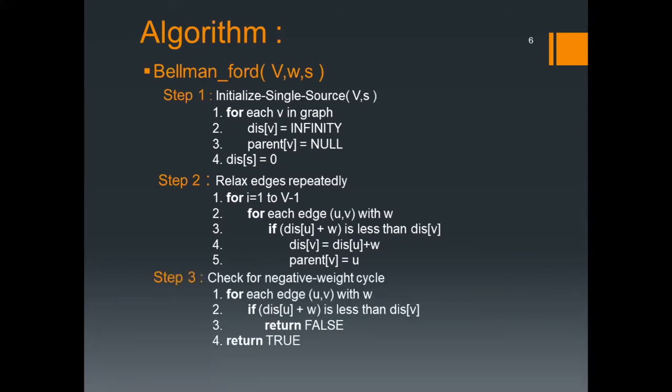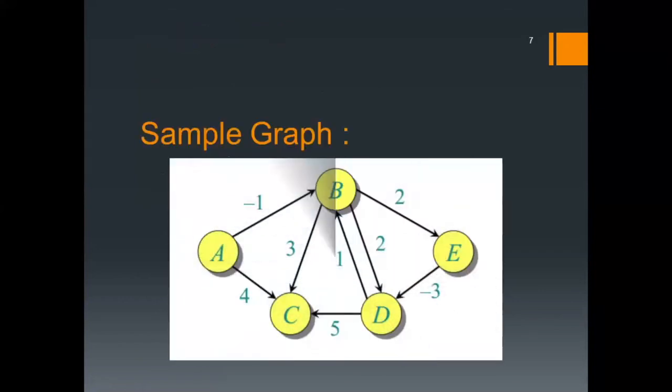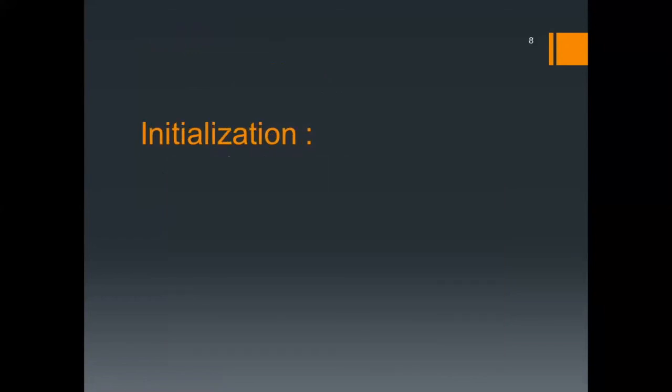I iterate this loop one more time for checking negative cycles. If the distance of v can still be updated, then it will return false, otherwise true. So it may not be clear for us. Let's see an example and make it clear. And that is our graph. Consider this graph as an example.